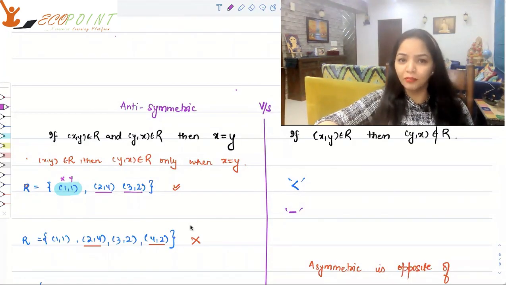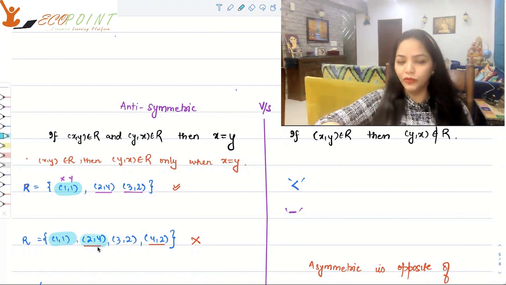Change this example a bit. So you have (1, 1), (2, 4), (3, 2). I'm keeping it just like this, and I'm adding another ordered pair (4, 2). Now what's happening here in this relation is that you have (1, 1). We don't have any problem with (1, 1) as far as antisymmetric is concerned.